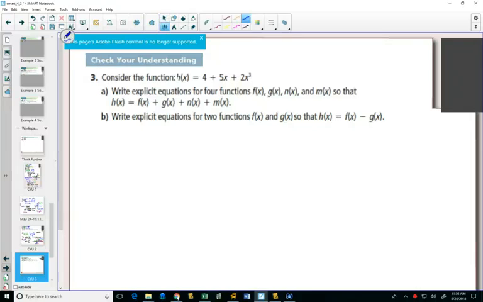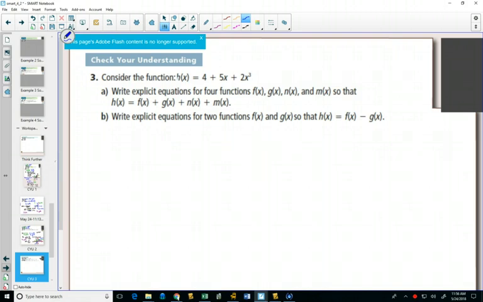In example 3a, it says write explicit equations for 4 new functions so that h of x, which is 4 plus 5x plus 2x cubed, is equal to 4 different functions added together. And there's an infinite amount of right answers for this.